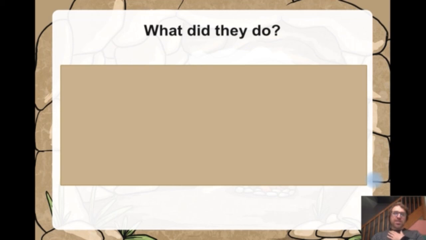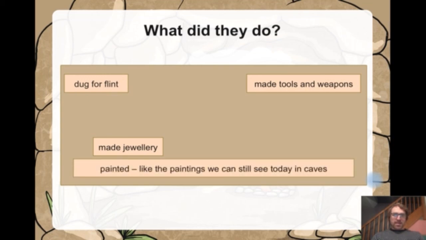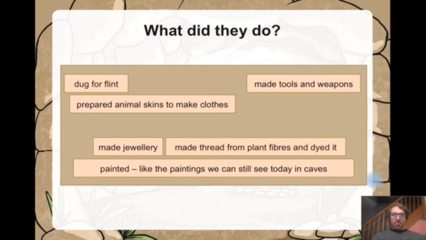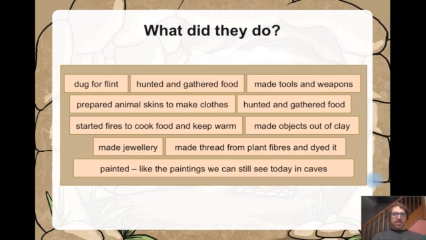So what did they actually do then? They made tools and weapons, made jewellery, dug for flint, painted, like the paintings we can see today in caves, and that's quite famous cave paintings, prepared animal skins to make clothes, made thread from plant fibres and dyed it, hunted and gathered food, started fires to cook food and keep warm, made objects out of clay, hunted and gathered food.